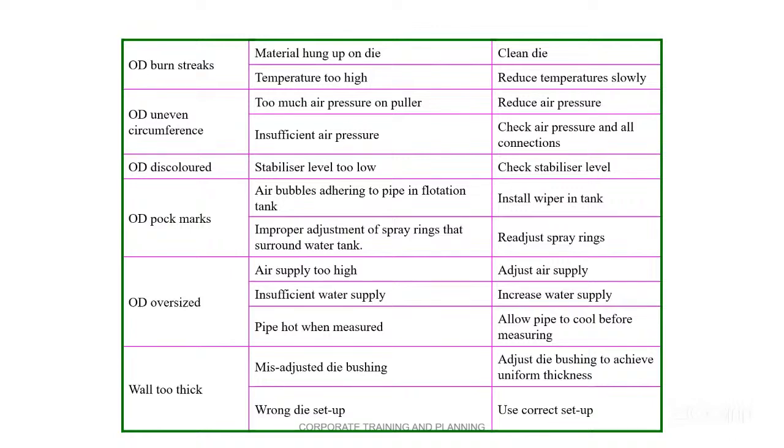Then again, air bubbles. If you see the pock marks, pock marks are always observed on the outer surface of the pipe. How can you overcome that? These pock marks are observed due to air bubbles adhering to the pipe in a flotation tank, or improper adjustment of the spray rings that surround the water tank. These are the main faults, and how to overcome them.